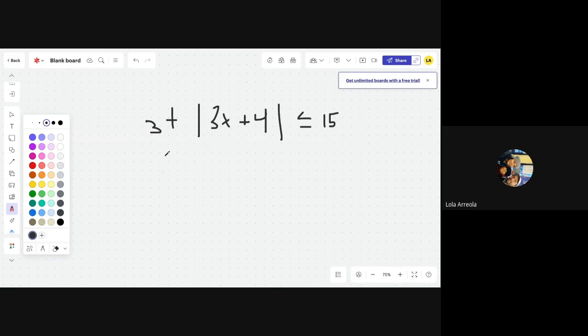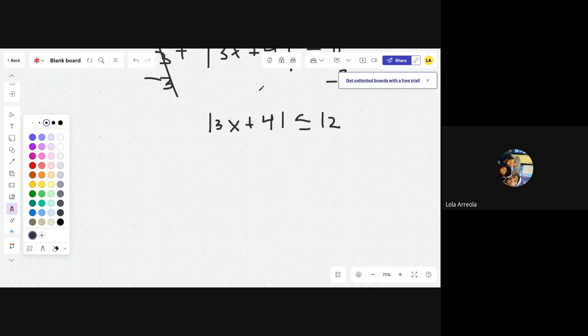In order to do that, I notice that the 3 plus is in the way, right? So I'm going to move it out of the way. Again, whatever I do to the left, I have to do to the right. So in order to eliminate plus 3, I'm subtracting 3. Now I have the absolute value of 3x plus 4 is less than or equal to 12.